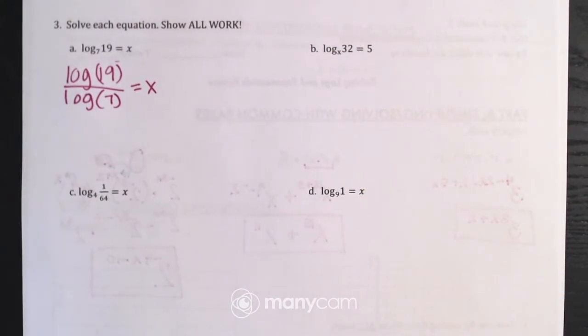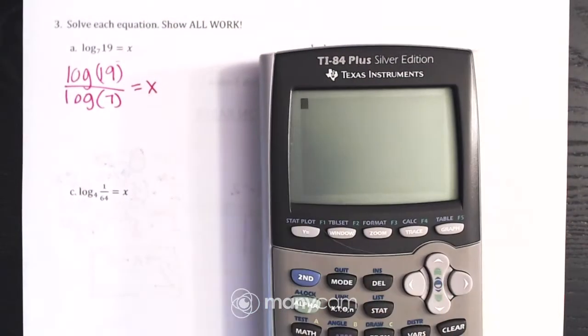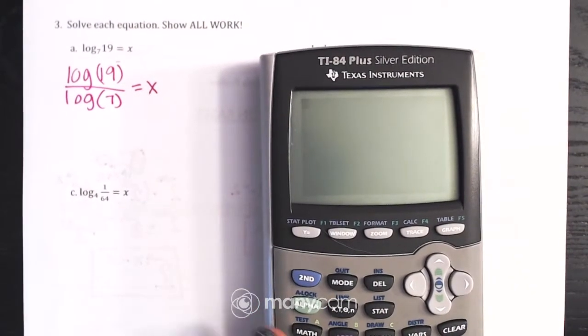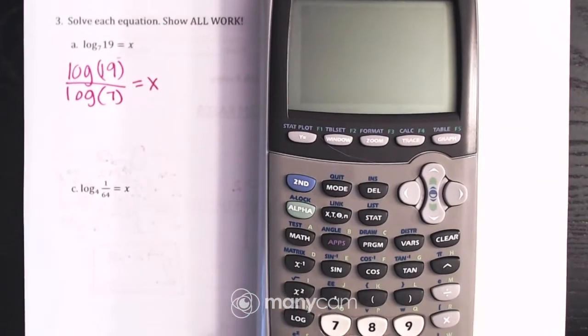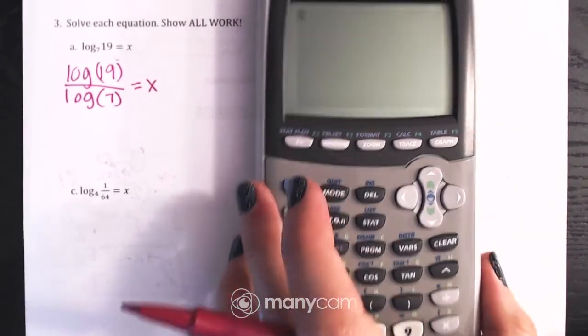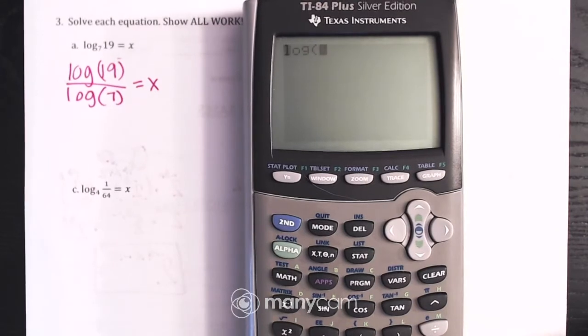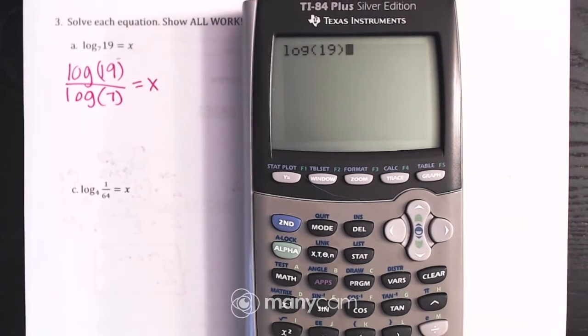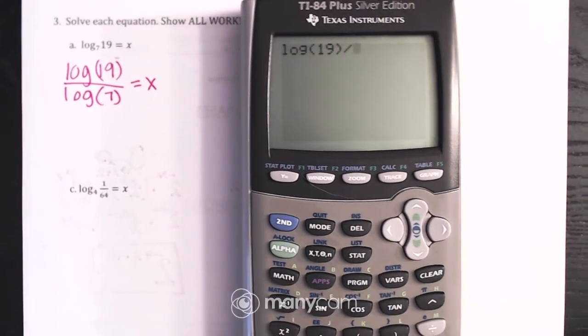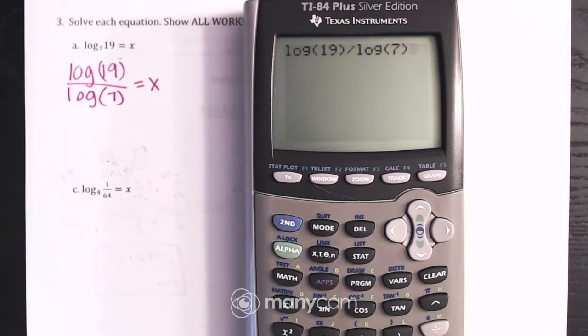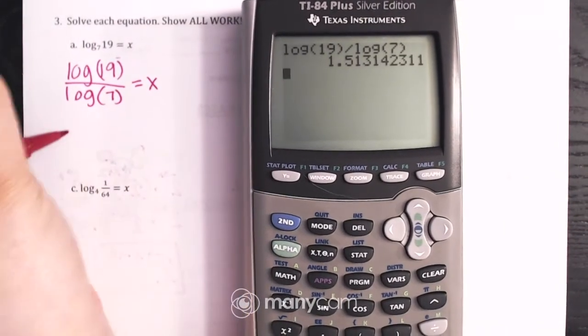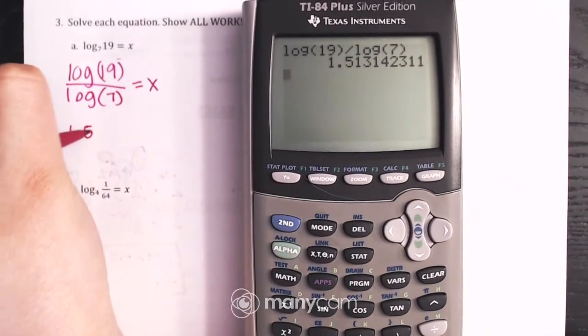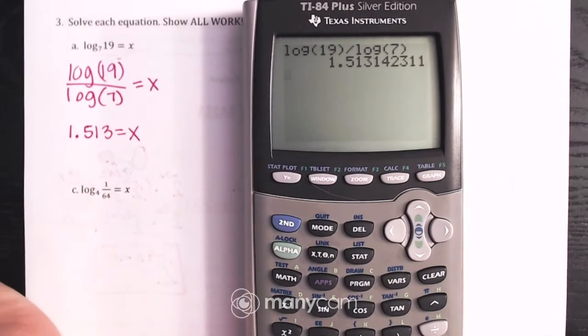Common mistake here is when people type it into their calculator, they forget to close the parentheses. So I'm going to type log button's down here by the 7. So log of 19, close parentheses, divided by log of 7, close parentheses. 1.513 equals x.